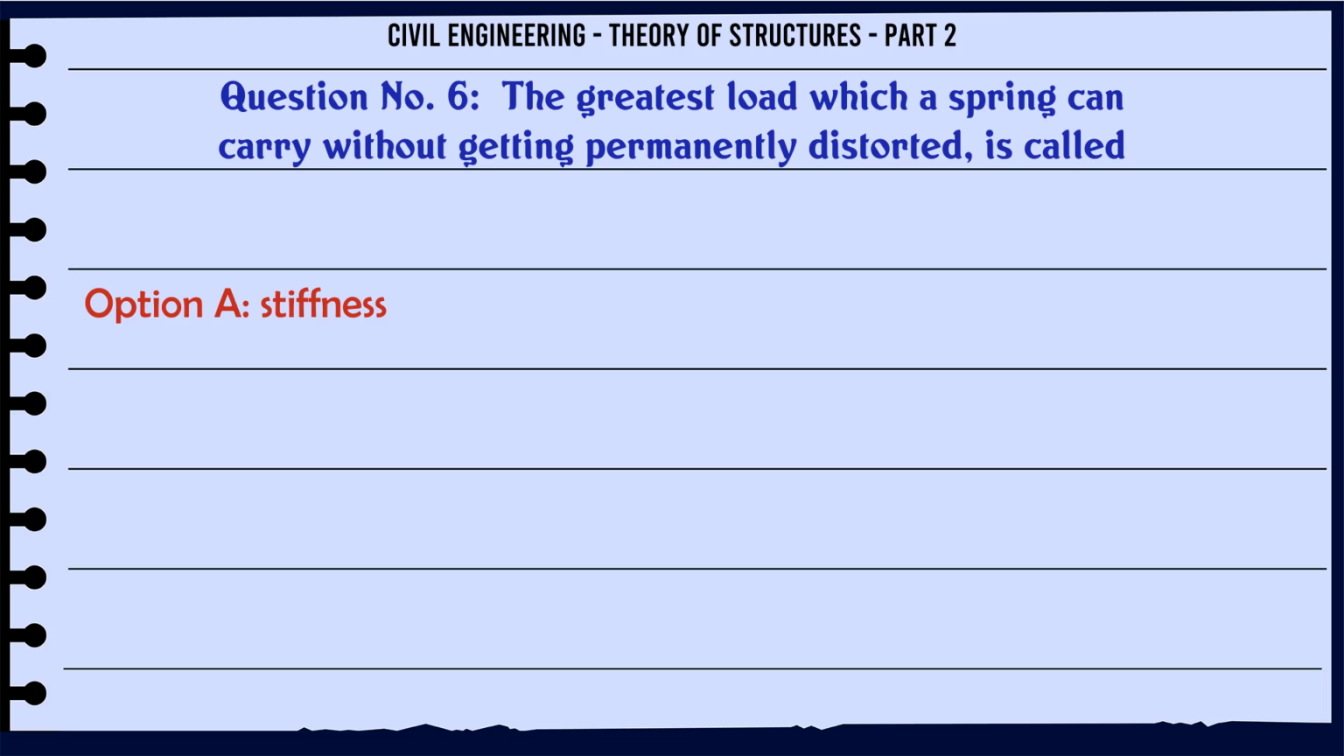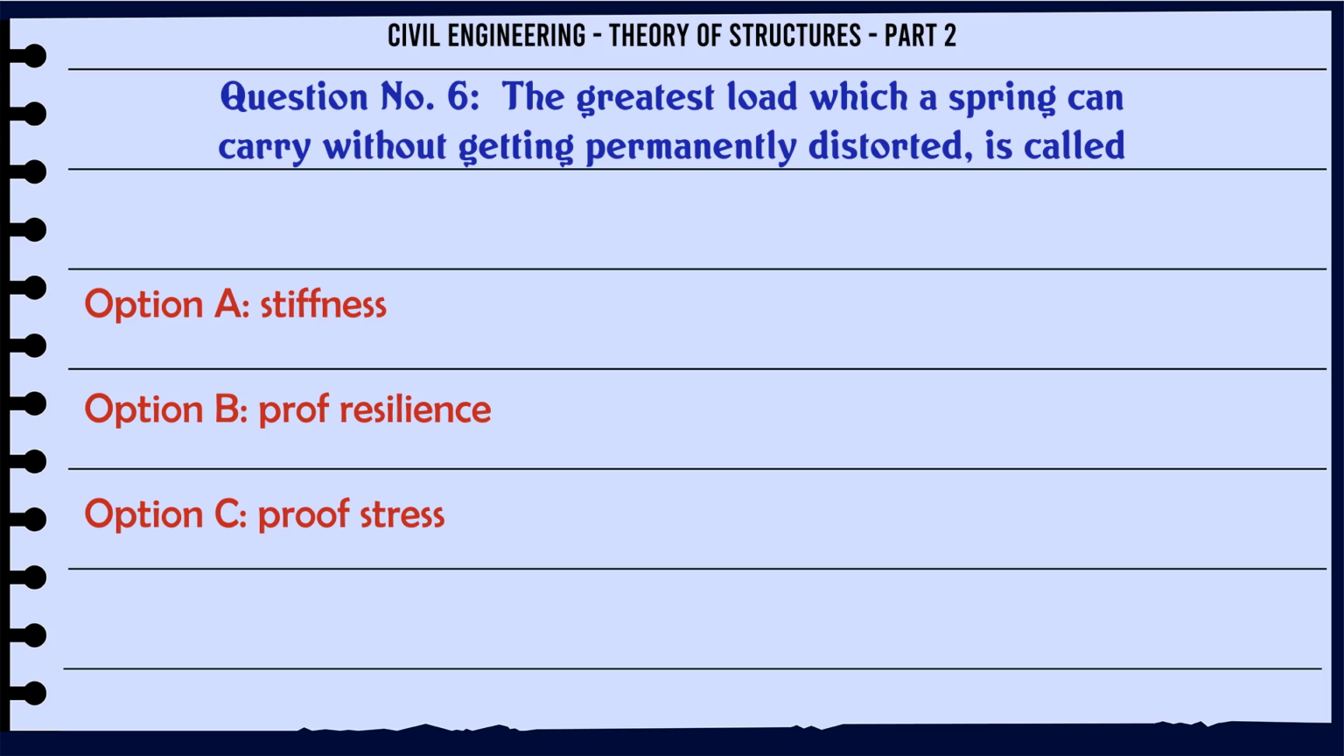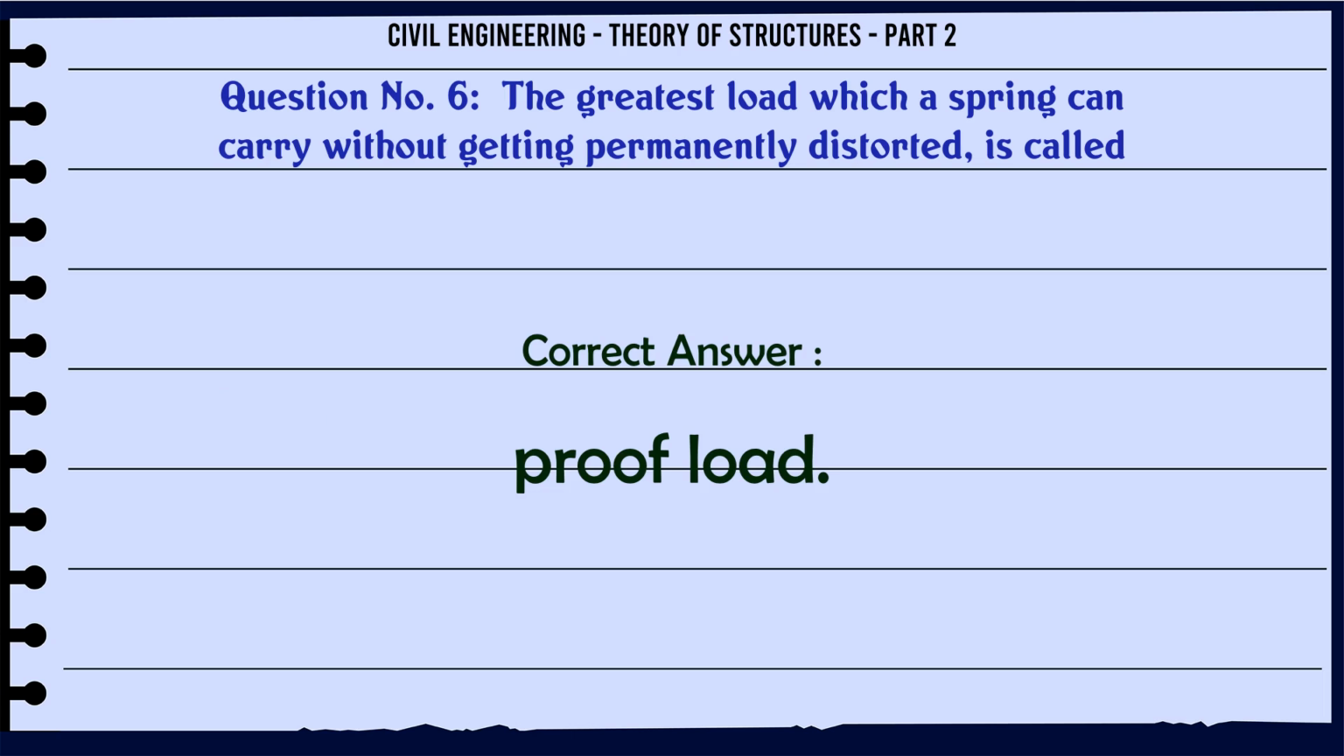The greatest load which a spring can carry without getting permanently distorted is called A, stiffness, B, proof resilience, C, proof stress, D, proof load. The correct answer is proof load.